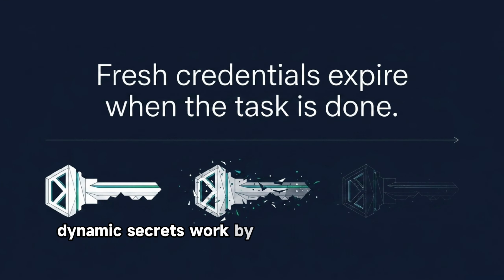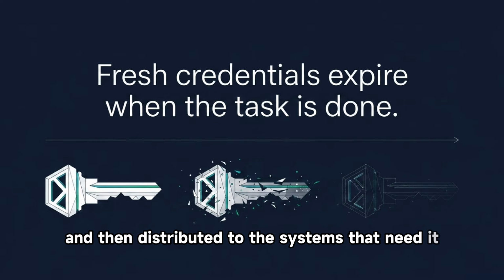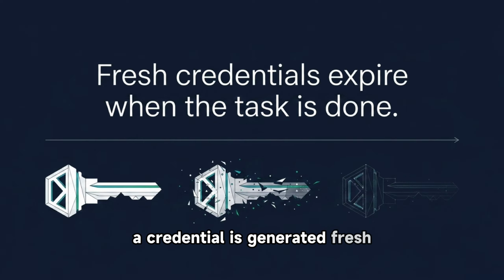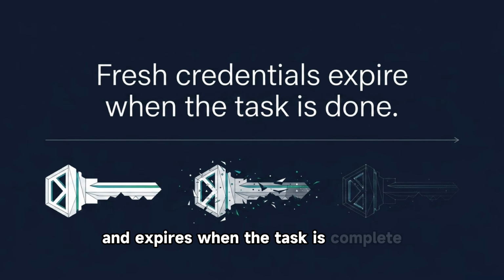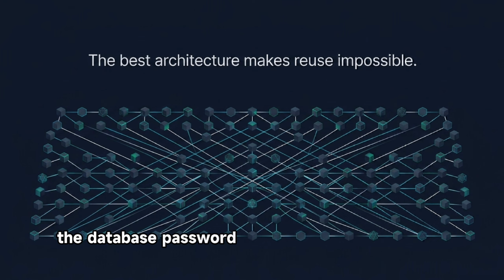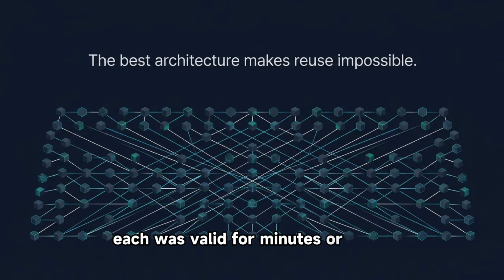Dynamic secrets work by inverting the credential model. Instead of a credential being generated once and then distributed to the systems that need it, a credential is generated fresh each time a system requests it, scoped to exactly what that system needs, and expires when the task is complete. The database password used by the 2 a.m. batch job is different from the database password used by the web application handling the 9 a.m. traffic spike. Neither is the same as the password used by the analytics pipeline. Each was valid for minutes or hours.